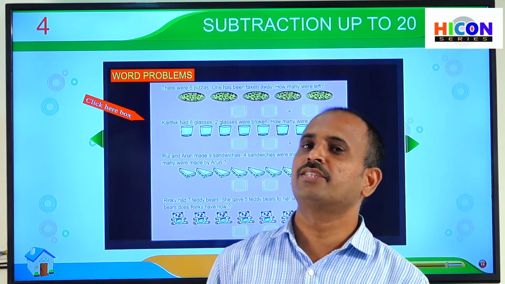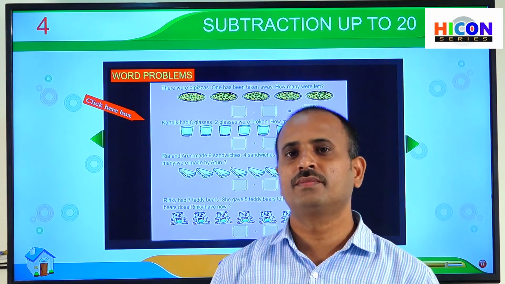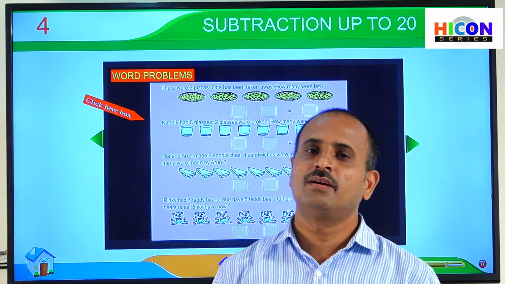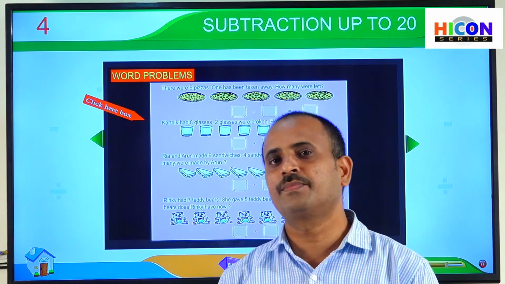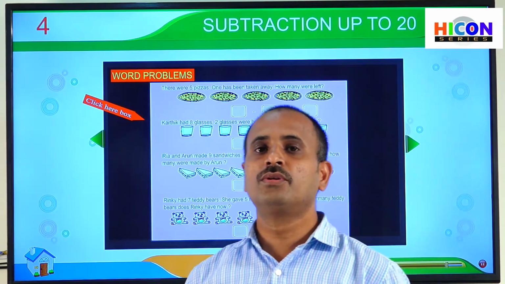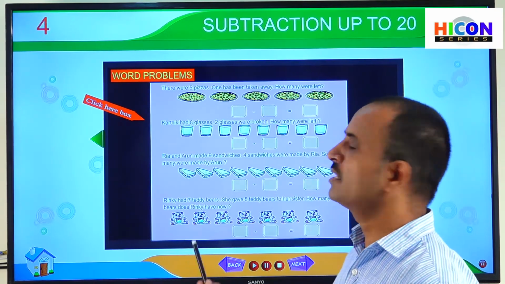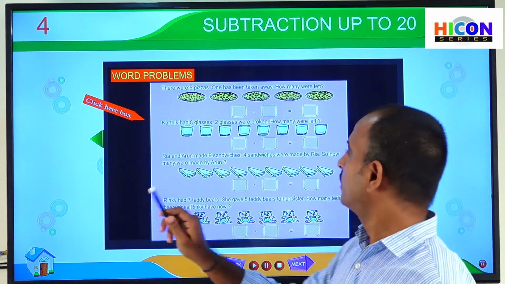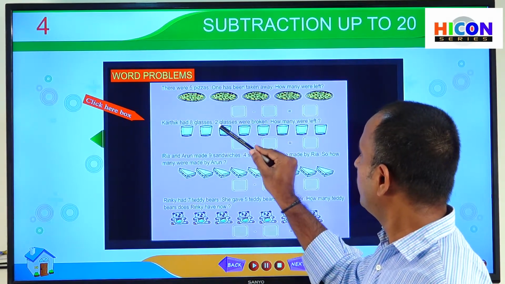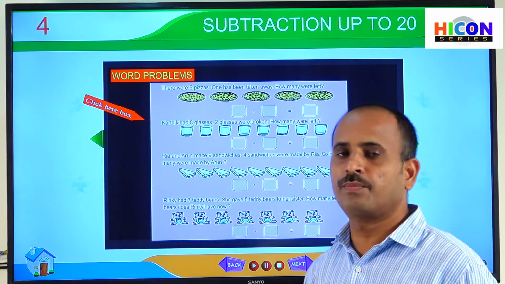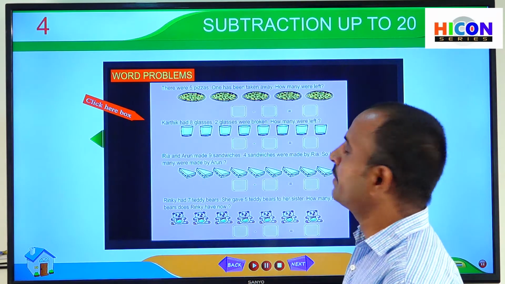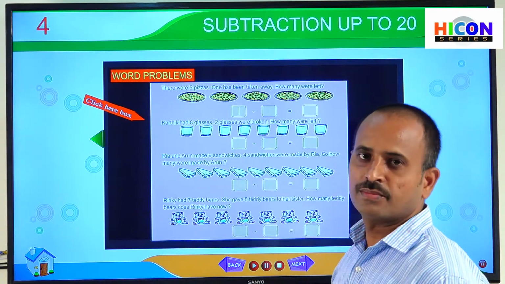Children, let us practice some word problems on subtraction. Up to now we have discussed two types of subtraction, that is horizontal subtraction and vertical subtraction. So now we are going to word problems. How to do word problems which are based on subtraction. So let's look at the screen. There are 4 types of word problems given. So let us see how to do subtraction of these word problems.